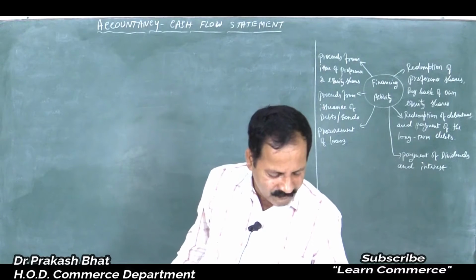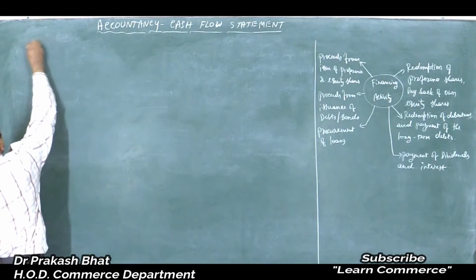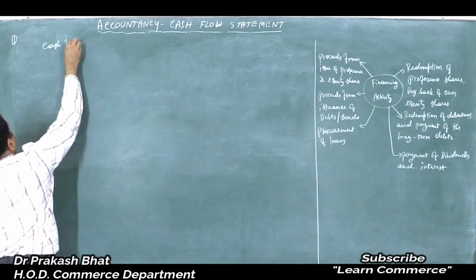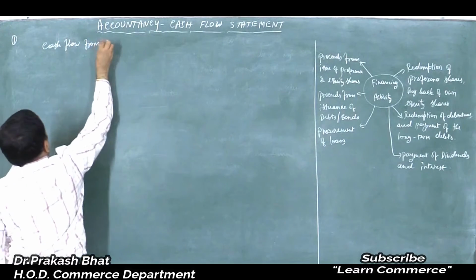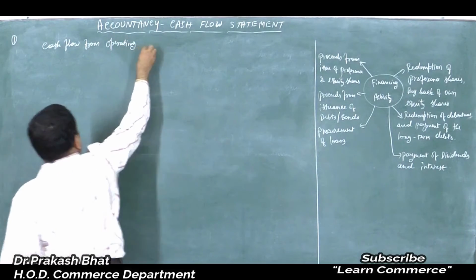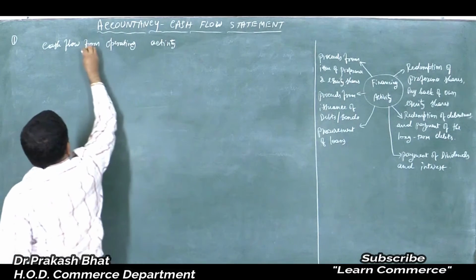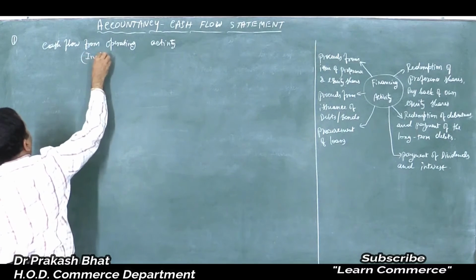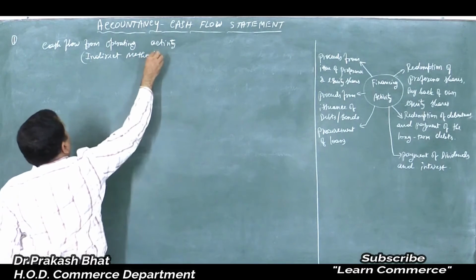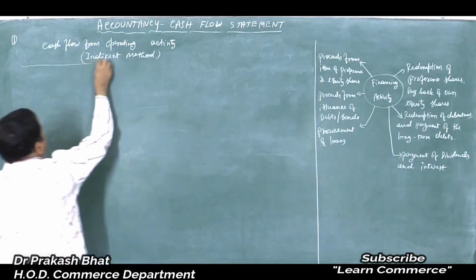It is a cash flow from operating activities in direct method. They will mention the problem under which method you have to solve, and you have to follow that method only. Remember this. Clear?